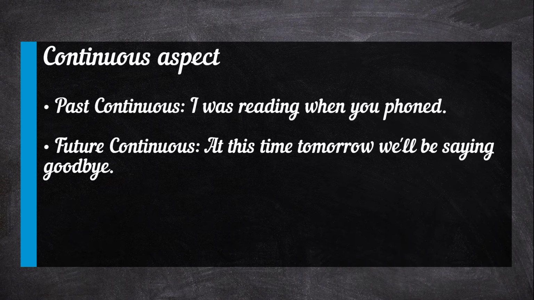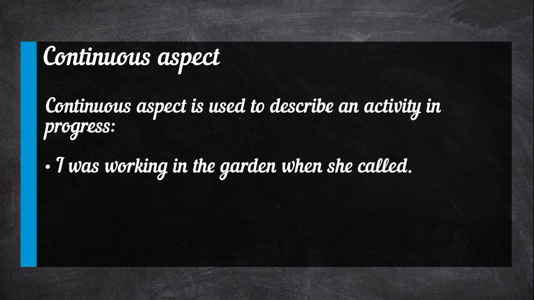Present continuous: they're working at the moment. Past continuous: I was reading when you phoned. Future continuous: at this time tomorrow we'll be saying goodbye. Continuous aspect is used to describe an activity in progress. I was working in the garden when she called.